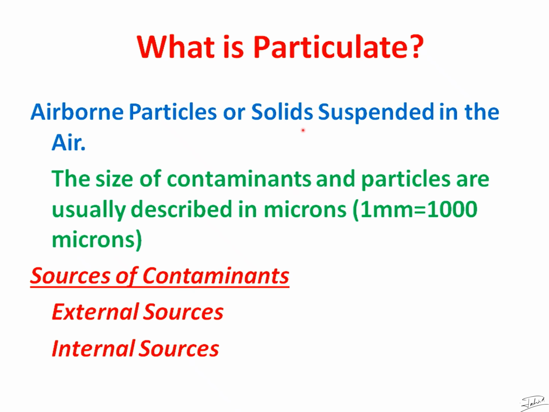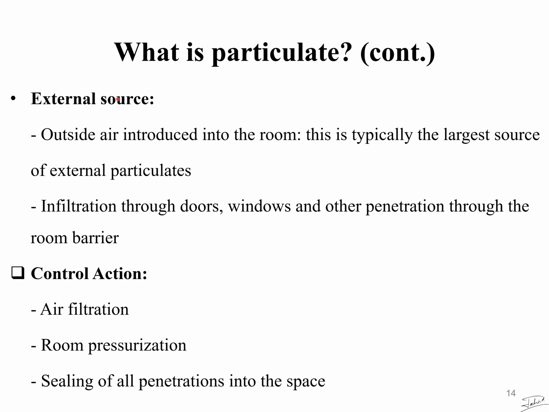Airborne particles are solids suspended in the air. The size of contaminants and particles is usually described in microns. So there are two sorts of particulates, including external and internal sources. External sources are outside air introduced into the room.